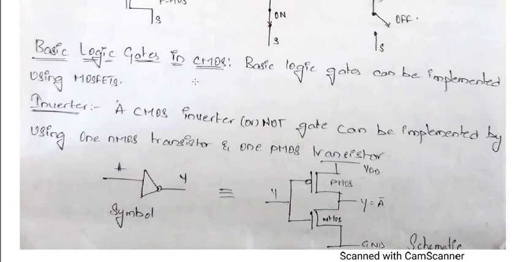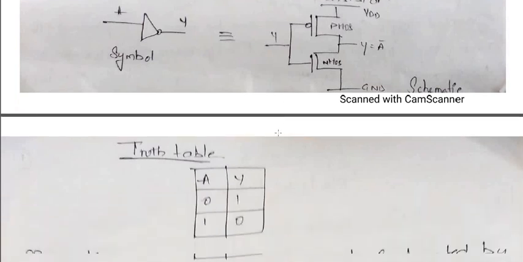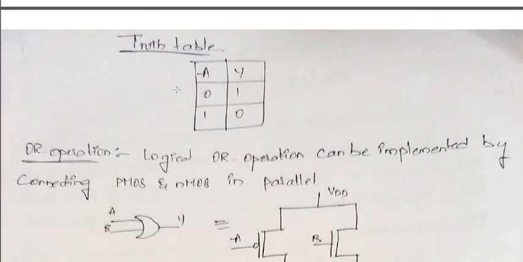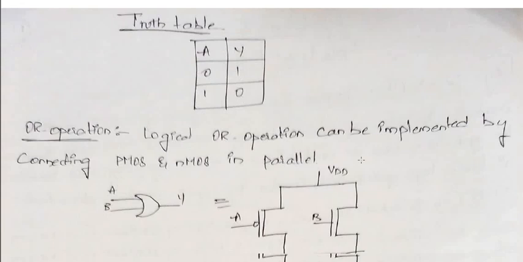Here, the first one we are going to see is the CMOS inverter. A CMOS inverter or a NOT gate can be implemented by using one NMOS transistor and one PMOS transistor. So I am combining both of them. This is the symbol of your NOT gate or inverter. If you give input as 1, obviously you will get output as 0. This is the logic. Let's just see the truth table immediately. If the input is 0, you get the output as 1. If the input is 1, you get the output as 0.